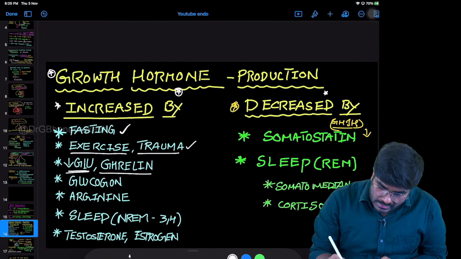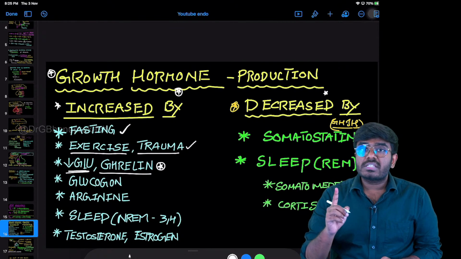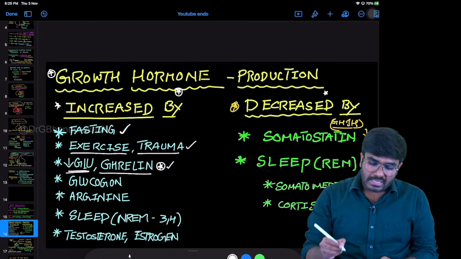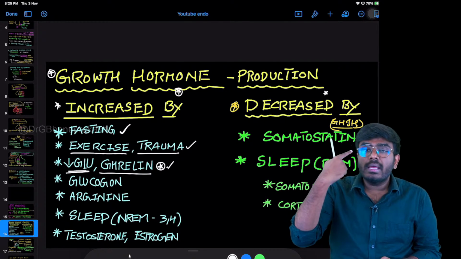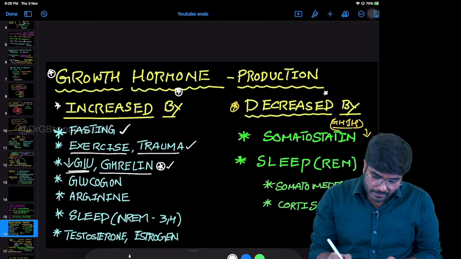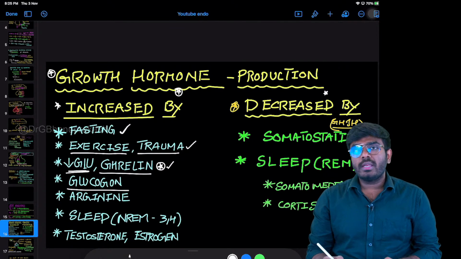Now ghrelin, sir, ghrelin is going to be seen during which states? During fasting states, ghrelin is going to be produced and released. This ghrelin will go to the brain; ghrelin increases the levels of growth hormone in the blood. Okay. Now glucagon, every student knows, sir, glucagon increases the blood glucose levels.